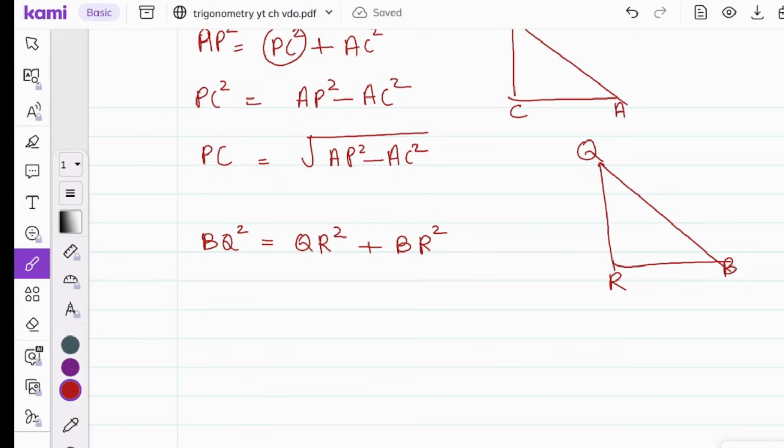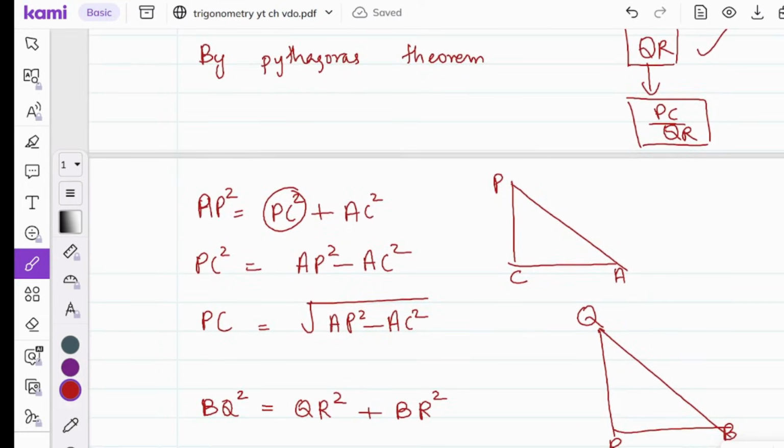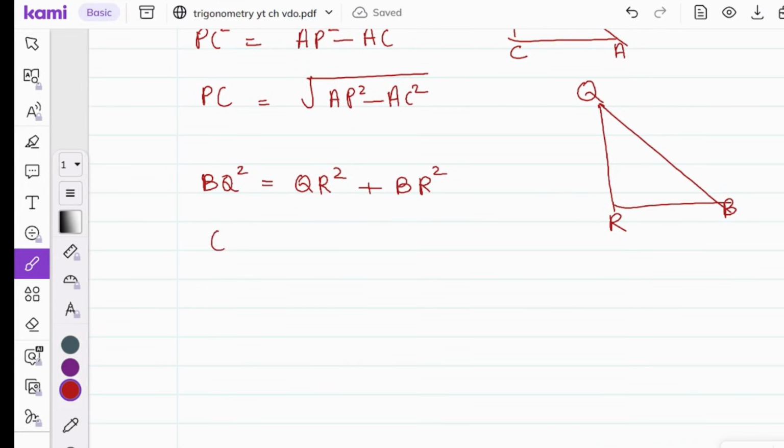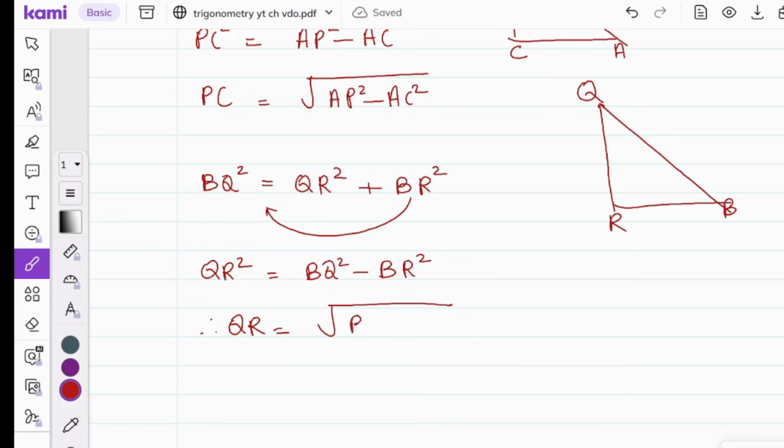Now, we have to find the QR. So, QR square equal to how much? I will take the BR to the opposite side. QR square equal to BQ square minus BR square. Therefore, QR equal to root of BQ square minus BR square. Now we got these two equations, right?